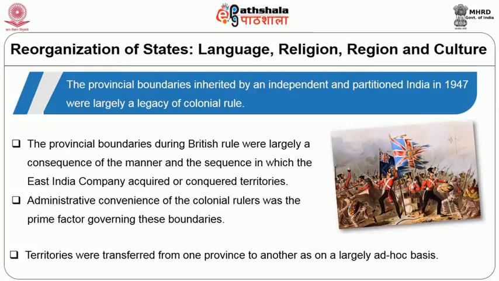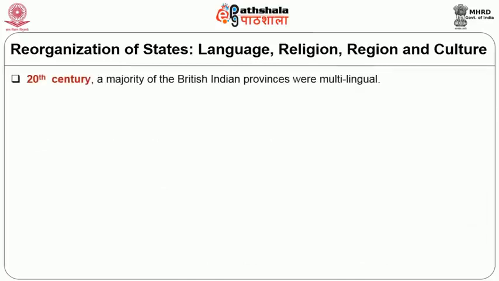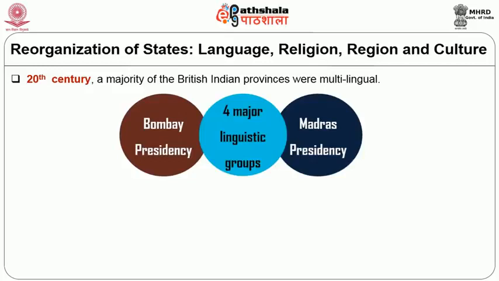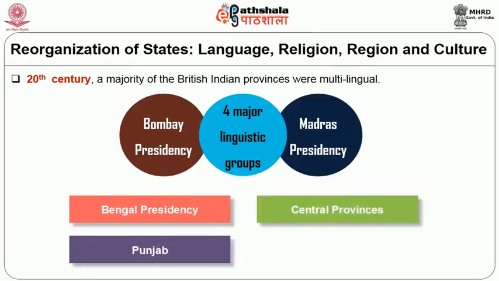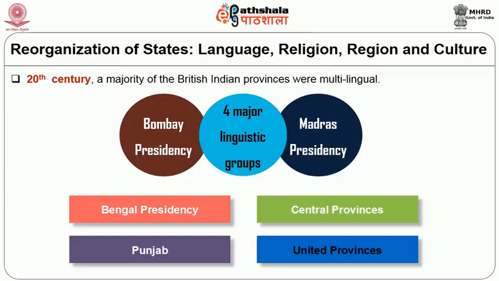As a consequence, in the early 20th century, a majority of the British Indian provinces were multilingual. The population of both the Bombay Presidency and the Madras Presidency consisted of four major linguistic groups. The Bengal Presidency, the Central Provinces, and Punjab too were linguistically diverse, just like other parts of India. Only the United Provinces, the Uttar Pradesh of today, could be reasonably described as being linguistically homogeneous in the sense that it was a Hindi-speaking province.